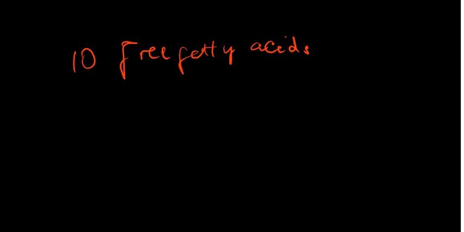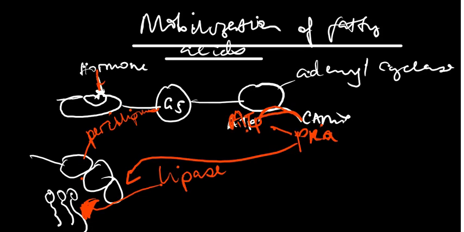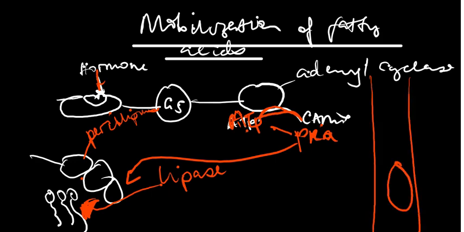So let's go back to the diagram so that you can see. For instance, this is our blood, right? There is a serum albumin that we have. So what happens is that when these fatty acids are released, they bind to albumin, and that's how they are transported in the blood.